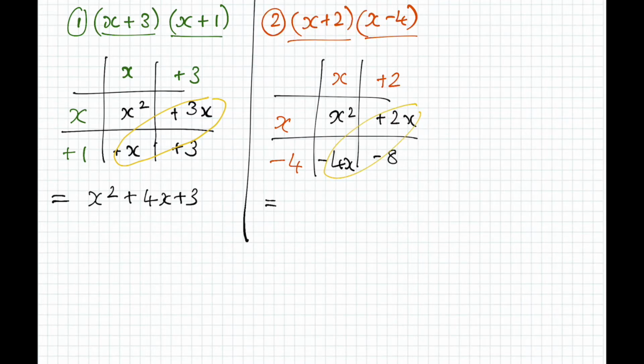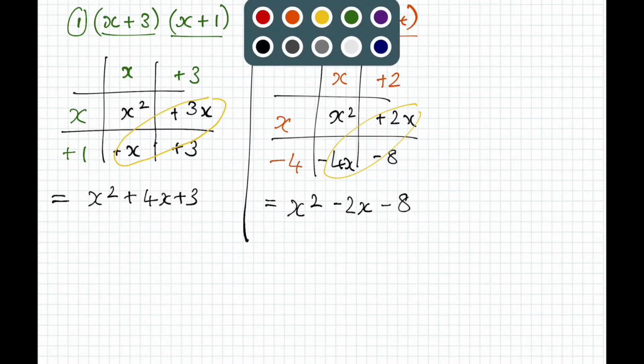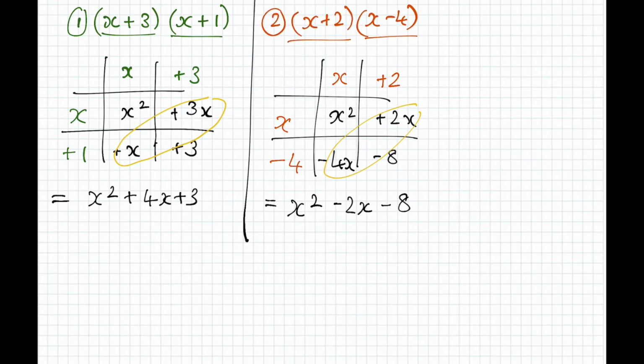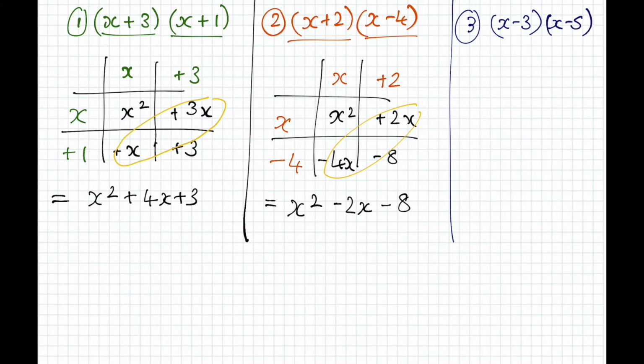Watch the signs on this one. x squared, a minus 4x plus a 2x is going to give you negative 2x. Take away 8. So that's the answer to number 2. Let's go for some blue. Question number 3, we had x minus 3, x minus 5.